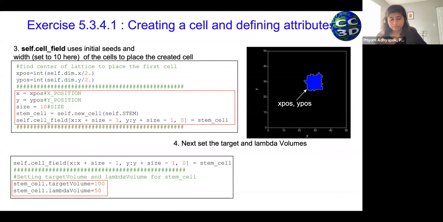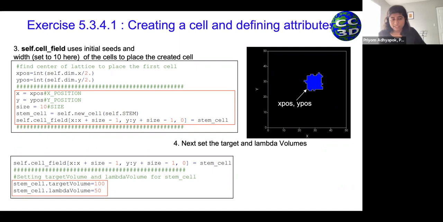The next line is where you're creating that cell object. So new cell will assign a CompuCell object to stem cell. And you see that it also has a bracket containing self.stem. This is the type of cell that it's creating. So new cell basically creates a cell of type stem. And the next line you're going to see is self.cell field. Self.cell field is going to assign whatever pixels you have chosen to place the cell object in it.